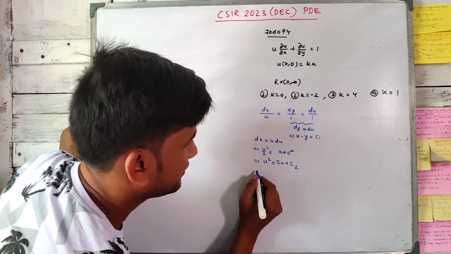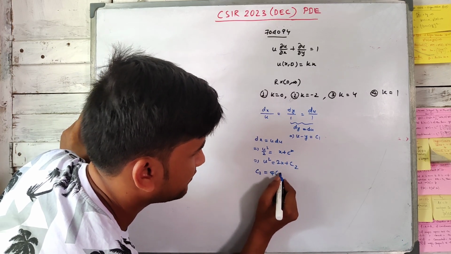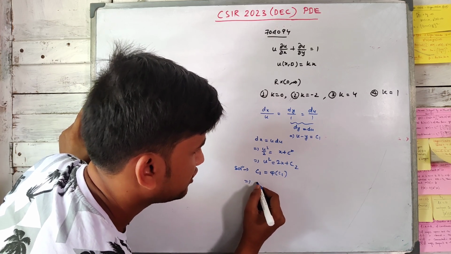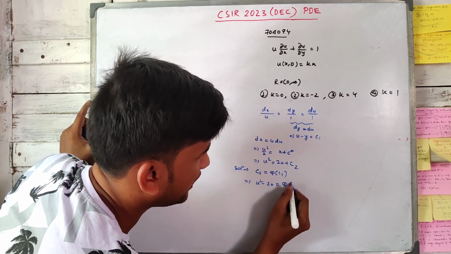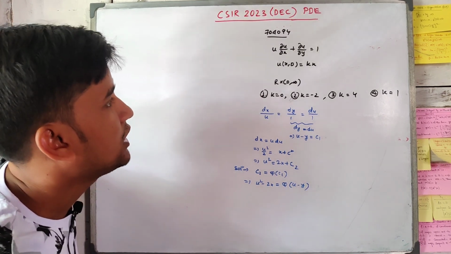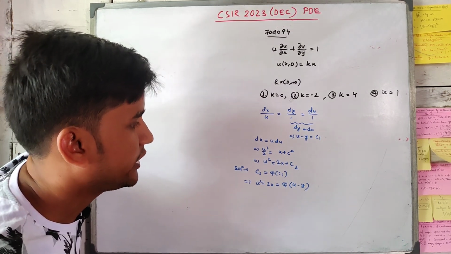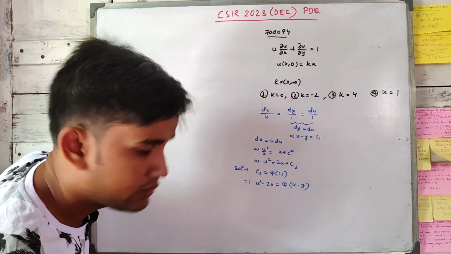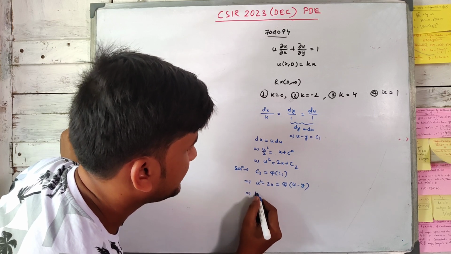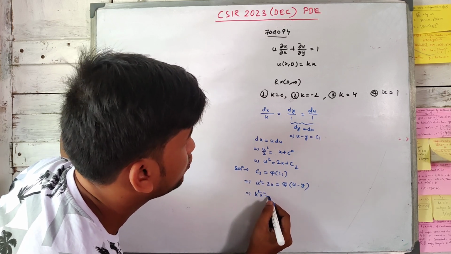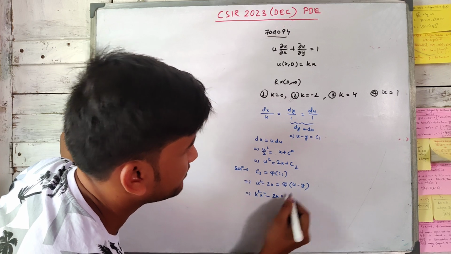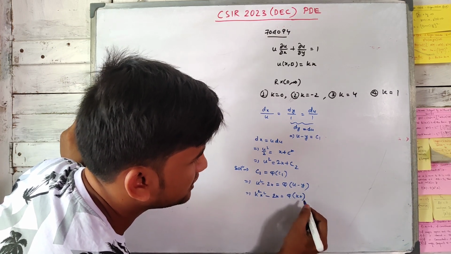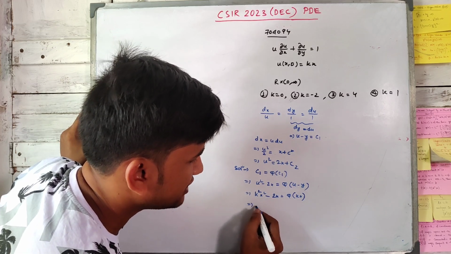Now if we write c2 equal to phi of c1, the solution. Okay, so this implies c2 means what? c2 means u square minus 2x, which is equal to phi of u minus y. Now we use the initial condition u(x, 0) equal to kx. So u square means this is k square x square minus 2x terms present, then phi of u means kx minus y equal to 0. So this is phi of kx.